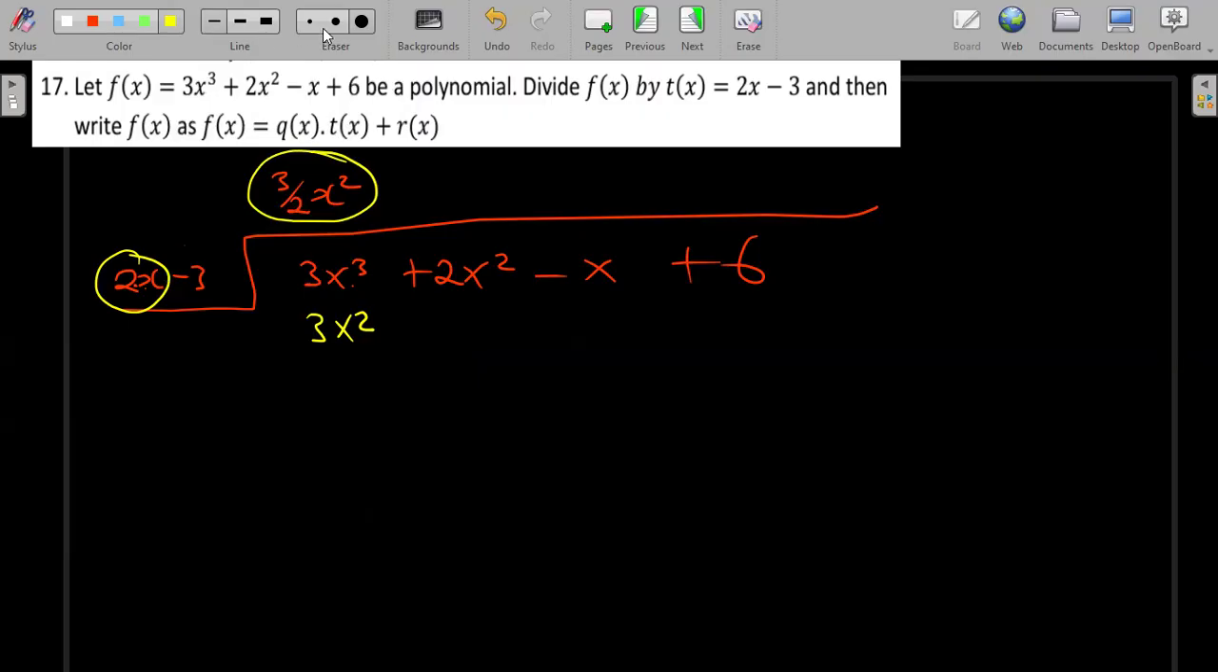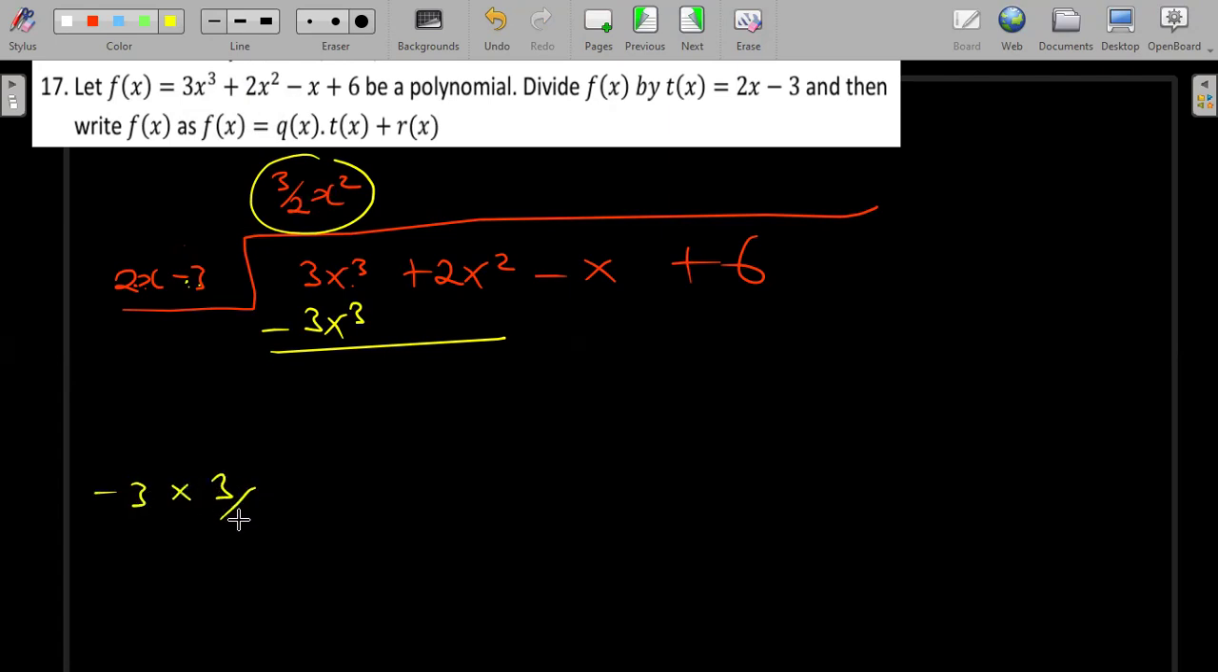And now I multiply. Let me first cancel those yellow circles. So when I multiply here, I'm getting back my 3x to the power 3. So minus, and then this multiplied by this. So it will be minus 3 multiplied by 3 over 2 x squared. So what are we going to get there? We are going to get minus 9 over 2x squared. So I'm going to write here minus 9 over 2 and then x squared.